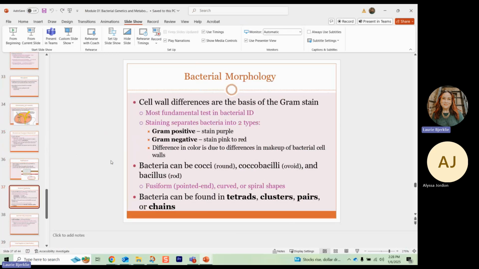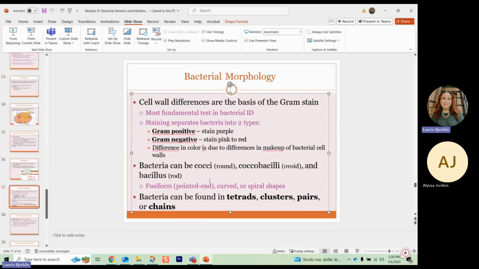If you look under the microscope and you see a dark purple color, you call it Gram positive. If you look under that microscope and it is a pink to red, that is Gram negative. So that is the first step, just determining whether it is positive or negative. That difference in stain reaction, or the color, is because of how much peptidoglycan was in that cell wall.